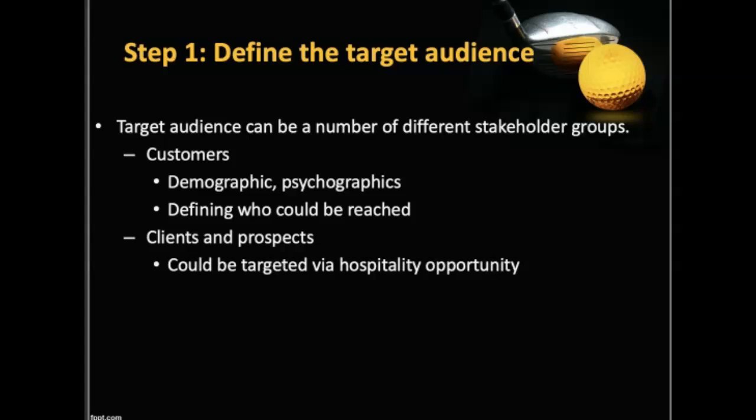So we're going to define who we would like to reach, and then evaluate all the different possibilities. This is the first stakeholder group, which is customers. The second one is clients and prospects. We have a lot of clients. When we become the official sponsor of the events, we can use the opportunity to host these clients, which can help us build a better relationship with them. So this is the first step, defining the target audience and target market.